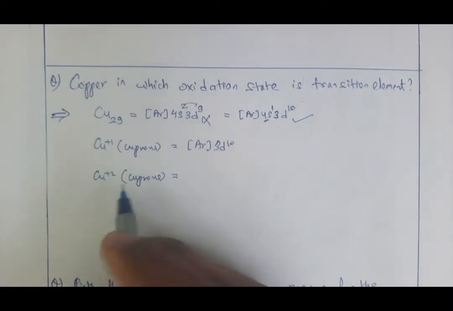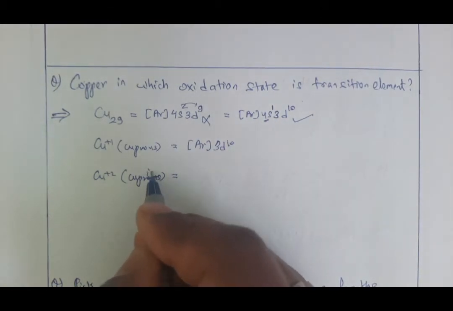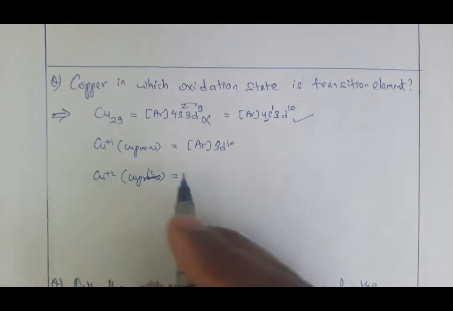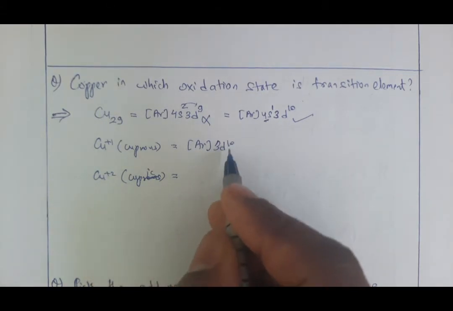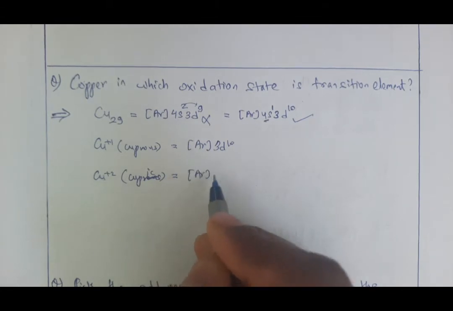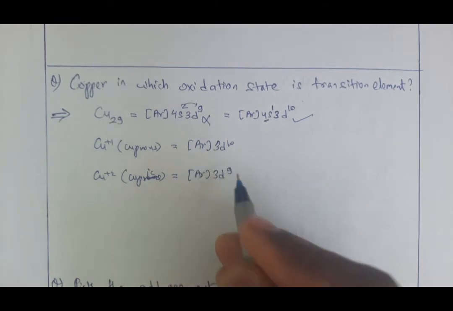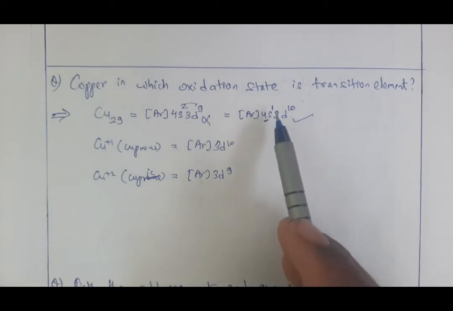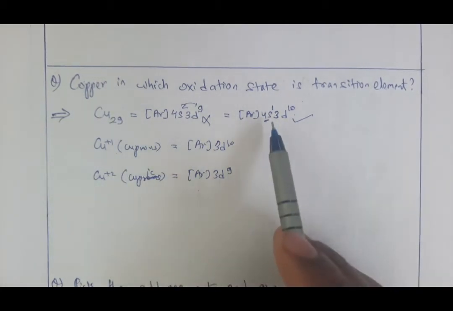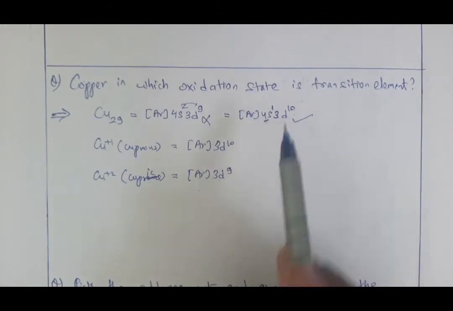Now how to make it cupric? This is cupric, C-U-P-R-I-C. To make it cupric, it's +2. That means you will further remove one more electron from here to make it +2. So the configuration becomes argon 3d9. So from copper, if you remove one electron, it becomes cuprous. If you remove one more electron, it becomes cupric. But first you have to remove electrons from 4s, then from 3d.